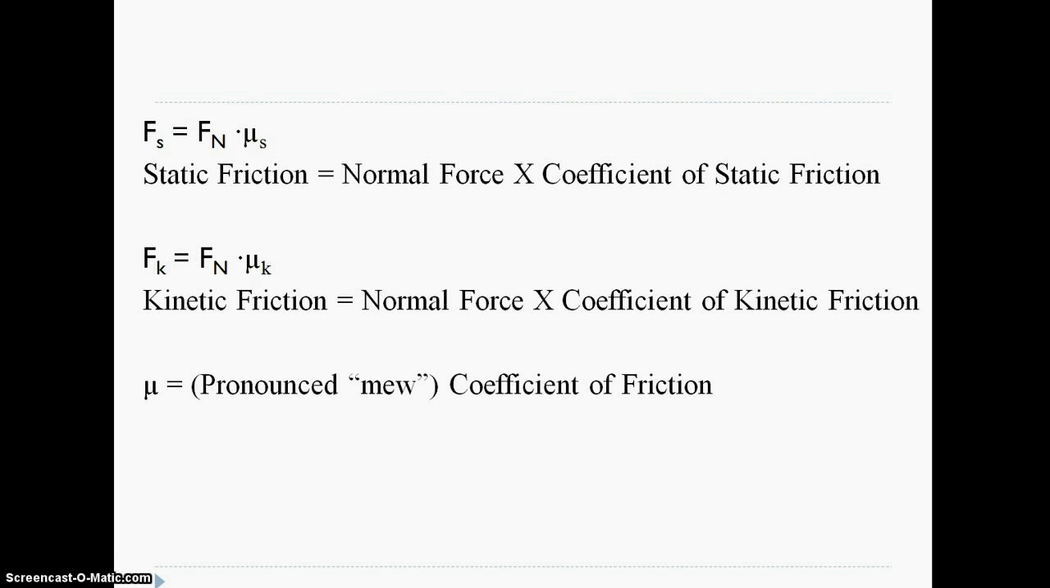So here are the equations. In general, I could have just written F_f for friction, but the difference between the two is that they involve a different constant. For static friction, the force of static friction is equal to the normal force times mu s. That's a Greek letter, and here it stands for the coefficient of static friction, which is a constant depending on the surfaces involved.